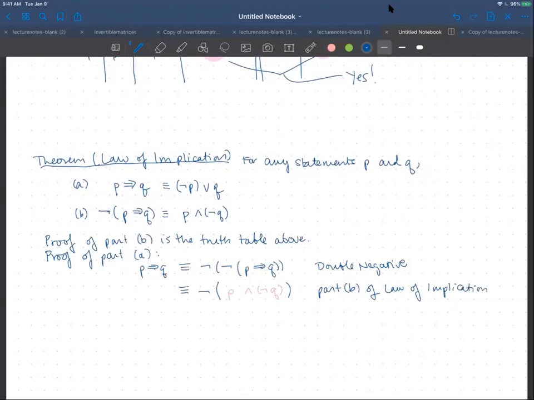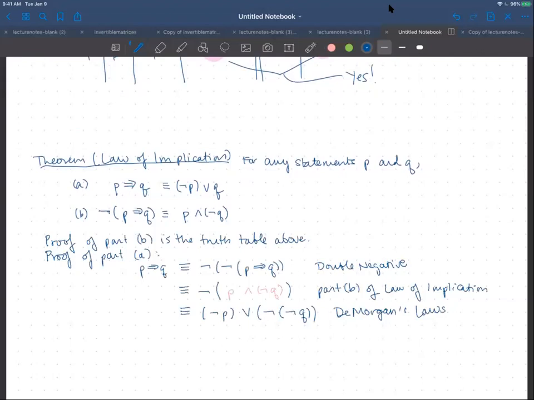All right, and now I'm negating an and statement, which means I can use De Morgan's laws. So the negation of an and statement becomes not P or not Q, right? I negate both of the component statements and I turn the conjunction, the and, into a disjunction, an or. So that's De Morgan's laws. Part A or part B, I don't care if you remember which one.